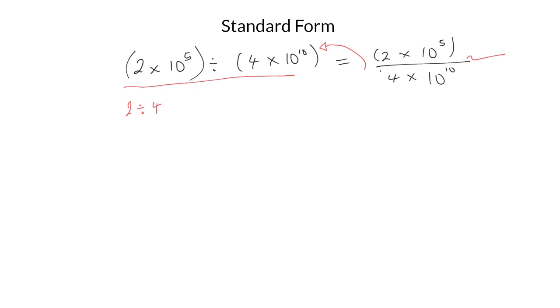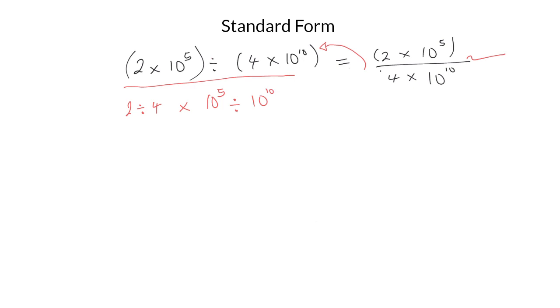And now you say, well, we have multiplication here. Yeah, the multiplication is between 2 and 10, and this division is between everything. So that's the difference. So we have 2 divided by 4, and what will be the result of that? 2 divided by 4, remember, we also have multiplication, multiplying 10 to the power of 5 divided by 10 to the power of 10.